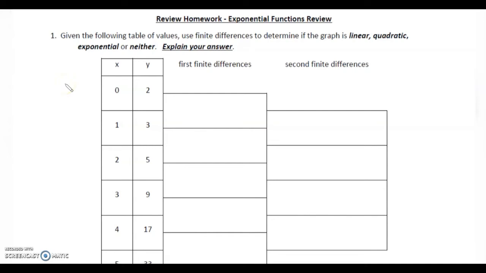Okay, so this is the review for Unit 3. Number 1, given the following table of values, use finite differences to determine if the graph is linear, quadratic, exponential, or neither. Explain your answer.